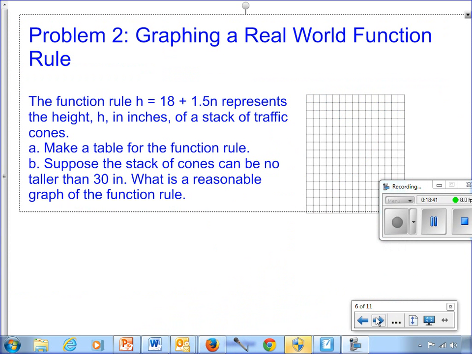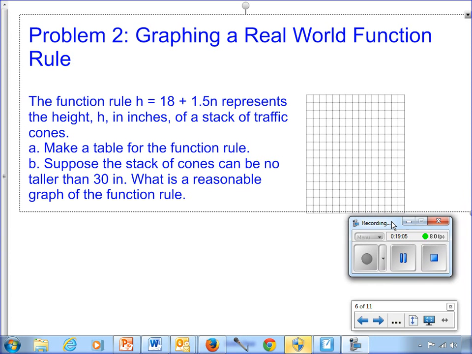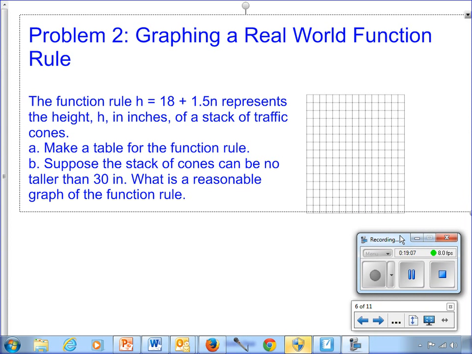All right, problem 2, graphing a real-world function. The function rule h equals 18 plus 1.5n represents the height h in inches of a stack of traffic cones. Make a table for the function rule. Suppose the stack of cones can be no taller than 30 inches. What is a reasonable graph of the function rule?